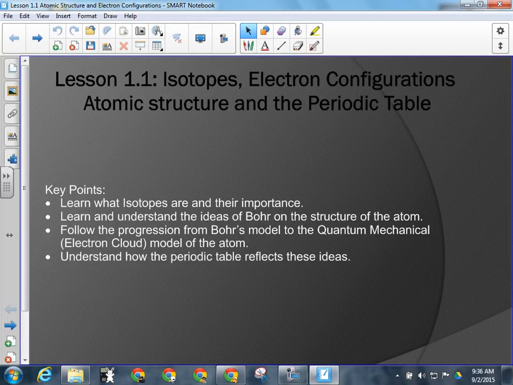All right, so we're going to look at what isotopes are and their importance. We're going to learn and understand the ideas of Bohr on the structure of the atom, because even though we accept the electron cloud model, some of Bohr's ideas are still pretty good. Follow the progression from Bohr's model to the quantum mechanical or electron cloud model, that's de Broglie's model. And understand how the periodic table reflects those ideas, and we're going to go through that pretty quickly.